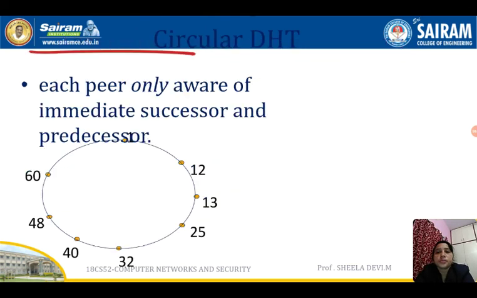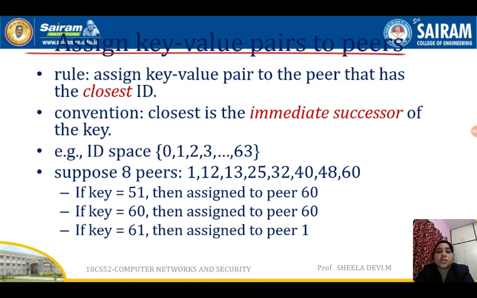Each pair is only aware of its immediate successor, and so if any pair asks for the value called 51, it will be directed. It will be seen which is closer to 51. So 48 is closer to 51, and the server will direct the query to the pair called 48, which will provide the key-value pair. This is how DHT works.